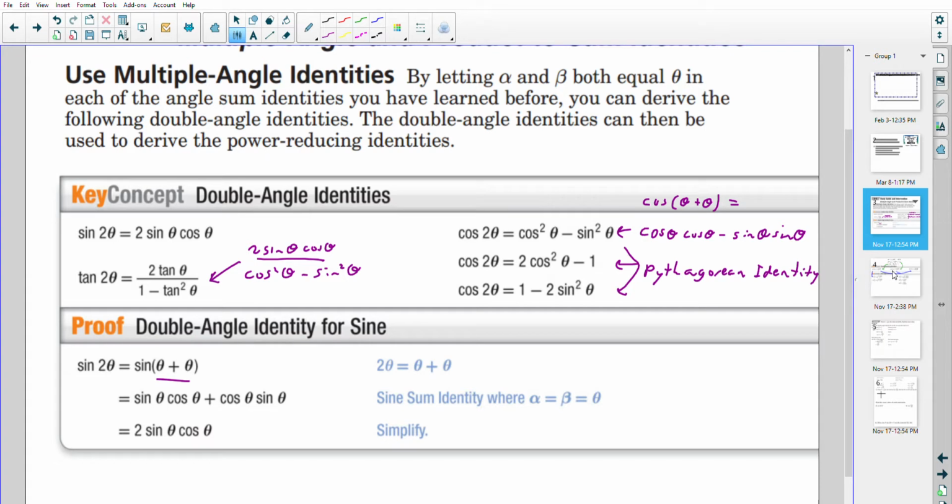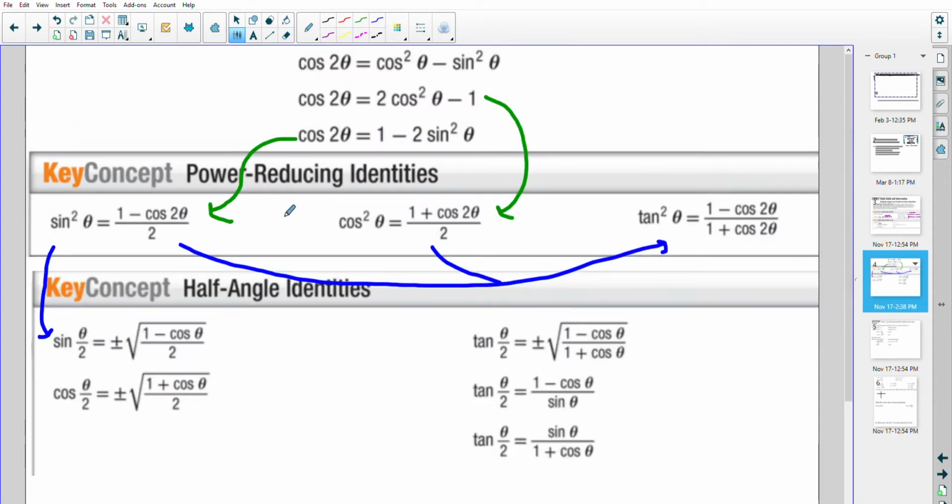Other type of multiple angle identities, power reducing identities. So you can solve for the sine squared here, and when you solve for the sine squared, subtract 1, divide by -2, you end up with this. And you can also solve for the cosine squared, add 1, divide by 2, get this.